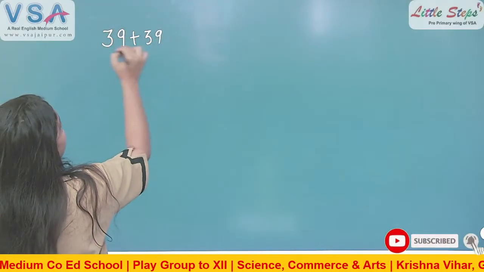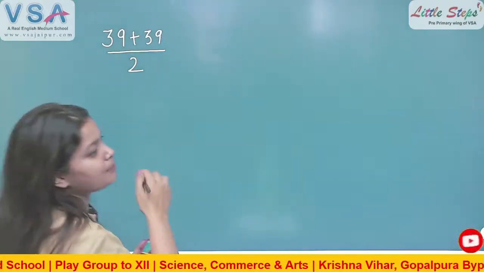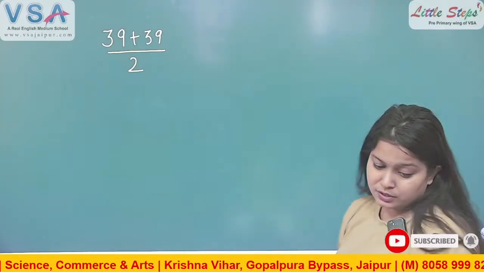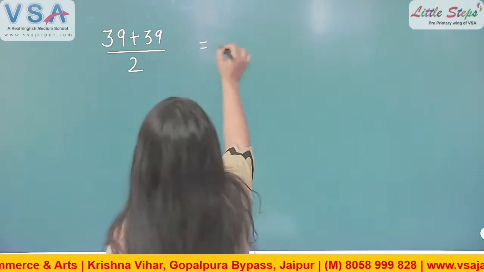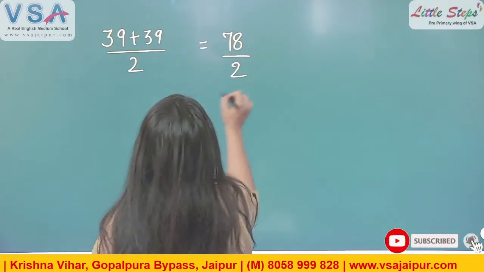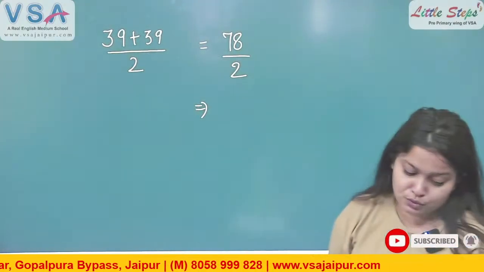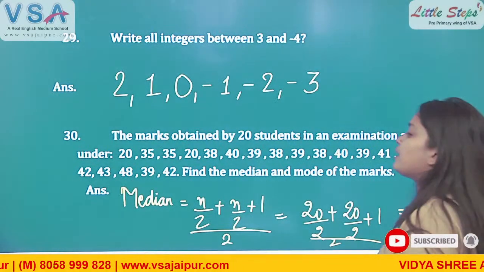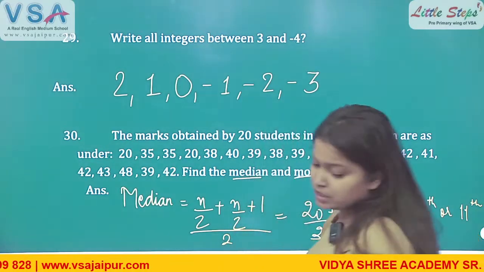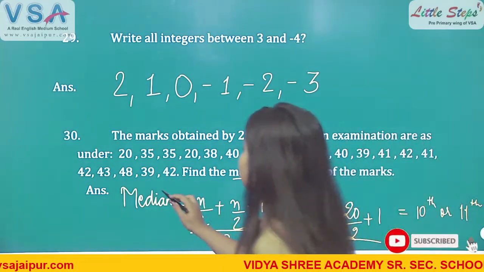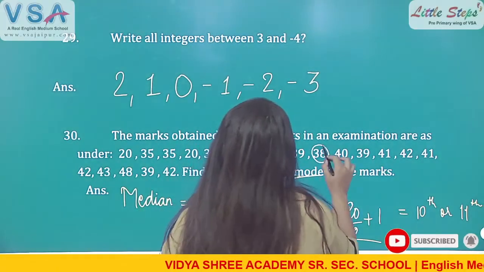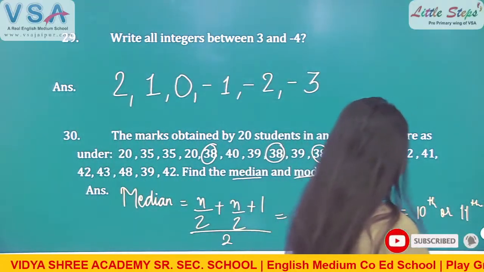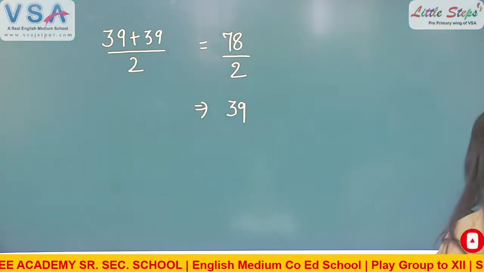Then we need to add both of the numbers and divide them by 2. So we have 39 plus 39, which is 78 by 2. Dividing 78 by 2, we have 39. Clear? We need to calculate the median as well as the mode. The most occurring number we have is 38. It is coming so many times, that's why. Clear? Moving on to the next question.